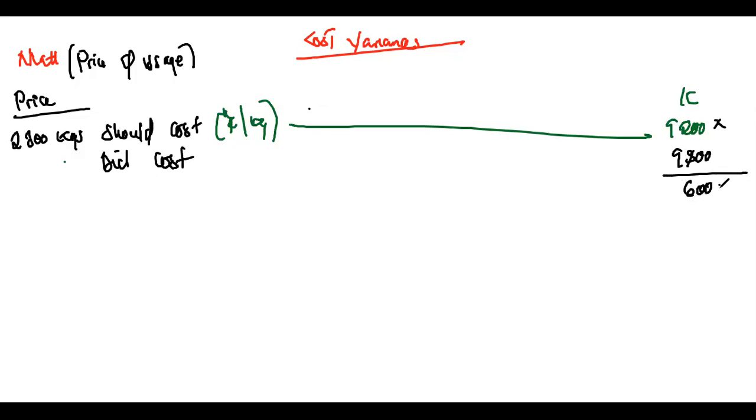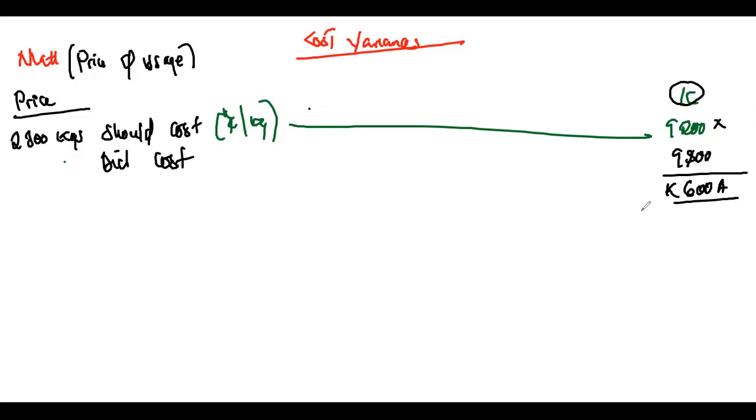So is this a good thing or a bad thing? It's a bad thing. So it's an adverse variance. 600 kwacha adverse. Of course, the kwacha is there on top. So if you want to, you can include the kwacha there.